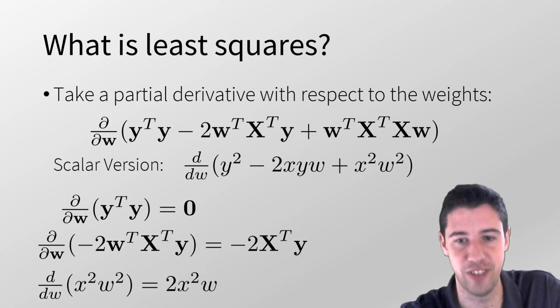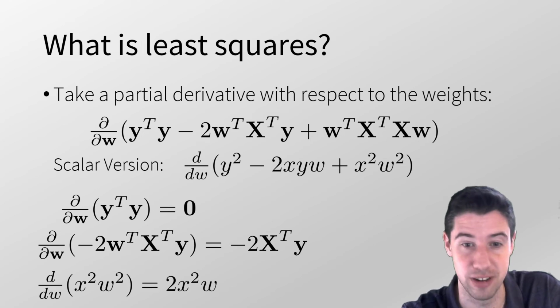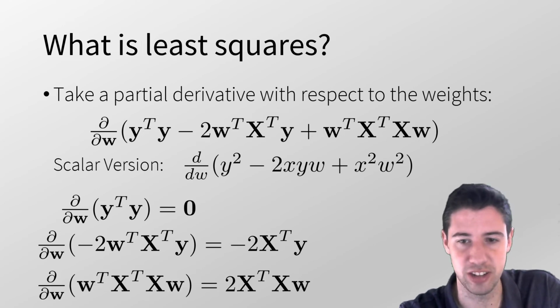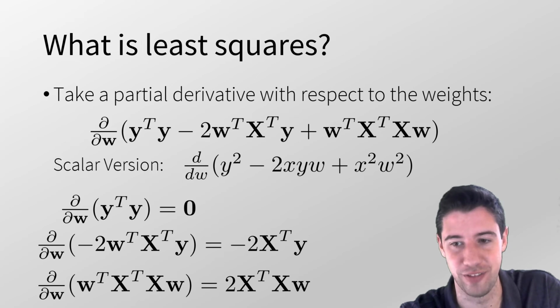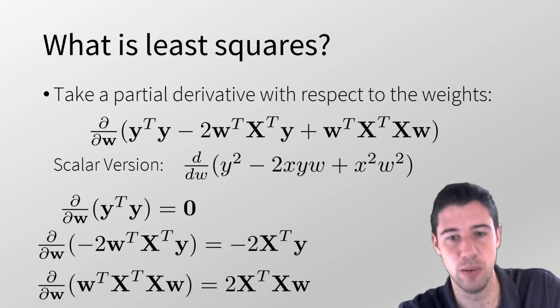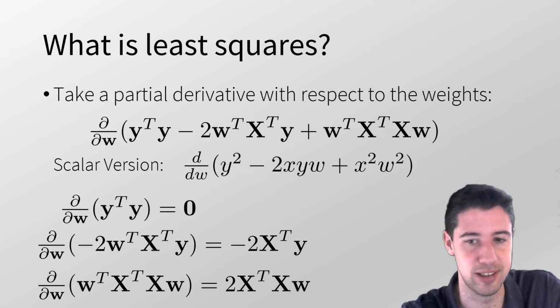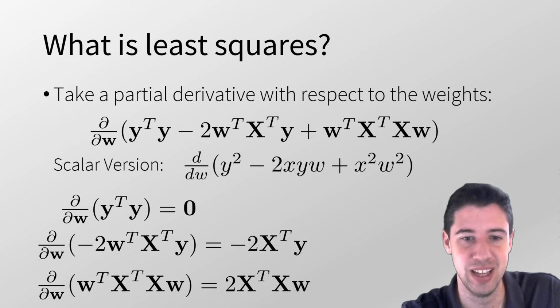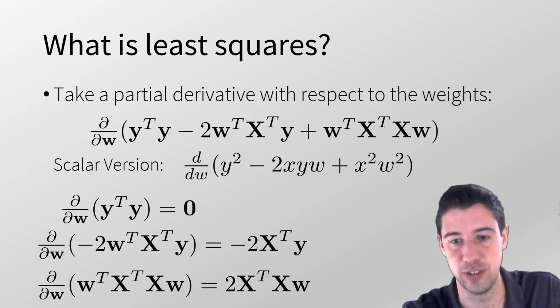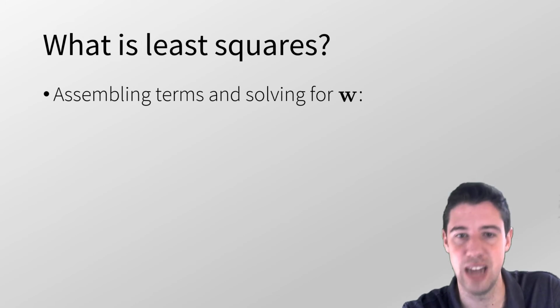In the scalar case of the final term, we again use the power rule on the w squared to get 2x squared w. In the matrix vector case, we have a w transpose on the front and a w on the back. When we take the derivative, the w transpose disappears to lower the power, and similar to the scalar case, we get a constant of 2 in front. Now we are ready to solve for the weight vector.